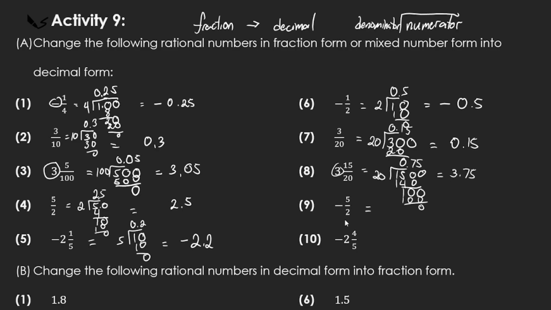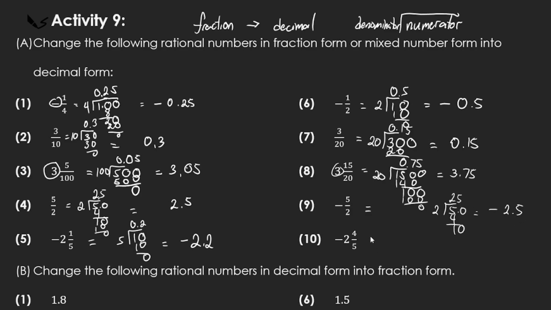Number 9, we have negative 5 halves. So we'll just get the numerator, divide it by the denominator. Let's just think about the sign later. How many 2's are there in 5? There's 2. 2 times 2 is 4. We have a remainder of 1 here. So let's add 0 here. And how many 2's are there in 10? There's 5. So the answer here is negative 2.5.